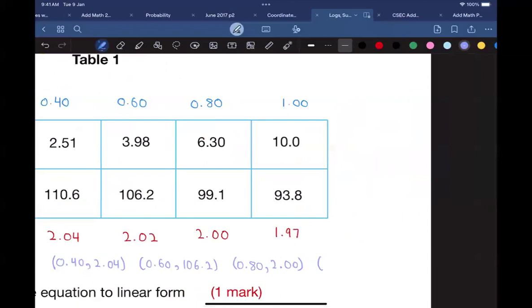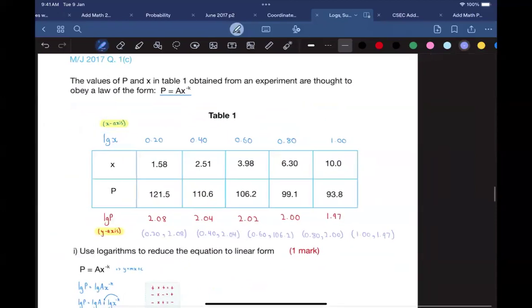What's the last point, Kira? It is 1.00, for the 0. Okay, and then 1.97. Right, so let me plot this graph.